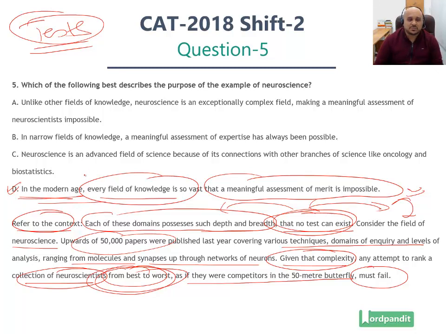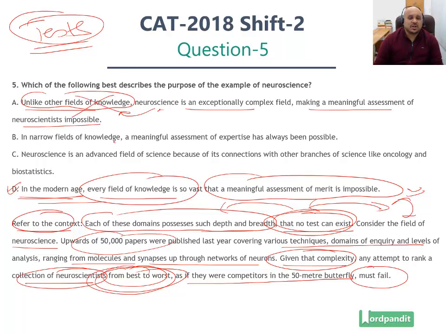Let's go through the other options as well and eliminate them. Option number A, unlike other fields of knowledge, neuroscience is an exceptionally complex field, making a meaningful assessment of neuroscientists impossible. Now, what is the problem with this particular option? The unlike other fields of knowledge, there is no comparison of neuroscience with other fields in this particular example. He just wants to highlight that taking tests and ranking people on the basis of these tests is not possible, right? In complicated fields such as neuroscience, there is no neuroscience versus other fields comparison, ruled out.